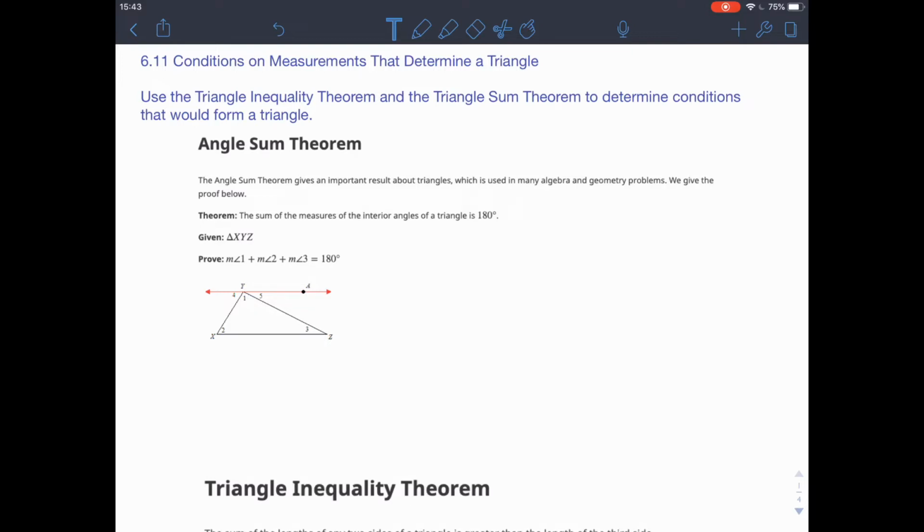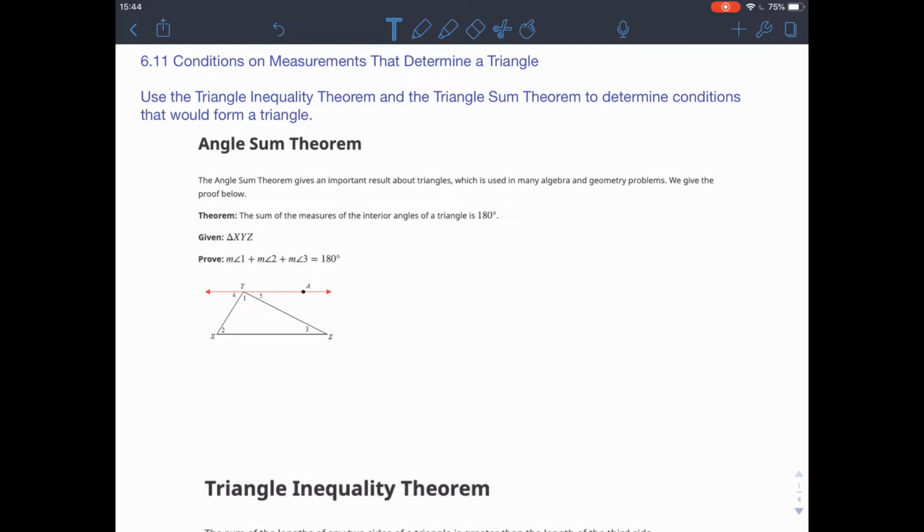In this video, we're looking at Lesson 11, Conditions on Measurements that Determine a Triangle. Our learning goal is to make sure we can use the triangle inequality theorem and the triangle sum theorem to determine conditions that would form a triangle. This will help us to master Standard 7.G.A.2: Draw geometric shapes with given conditions. Focus on constructing triangles from 3 measures of angles or sides, noticing when the conditions determine a unique triangle, more than one triangle, or no triangle.